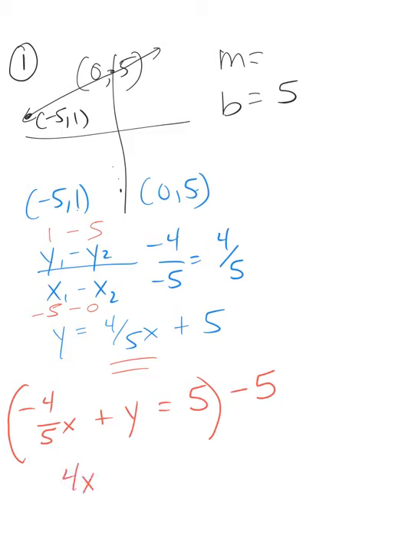If you do -5 times y, you get minus 5y. And 5 times -5 is -25. Now I have standard form. We identified the slope to be 4 over 5, right? So 4 is really your A, 5 is your B. That's a positive right now, right?